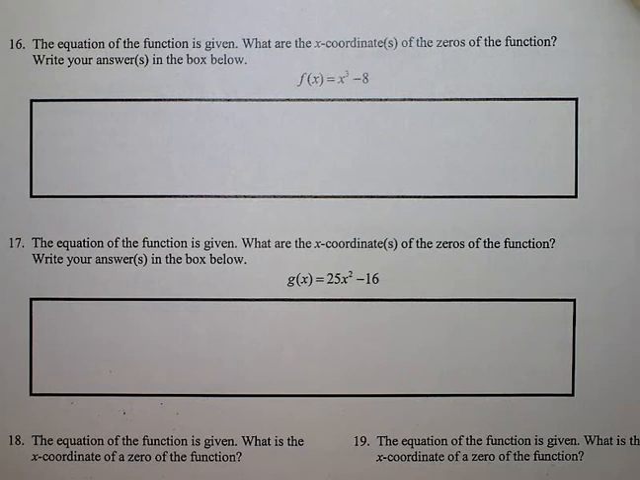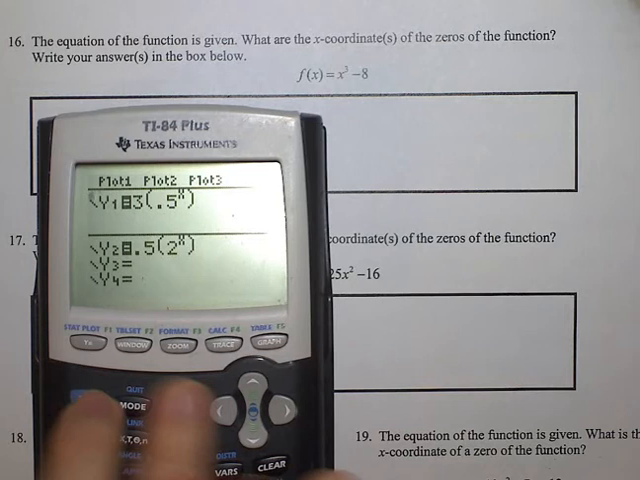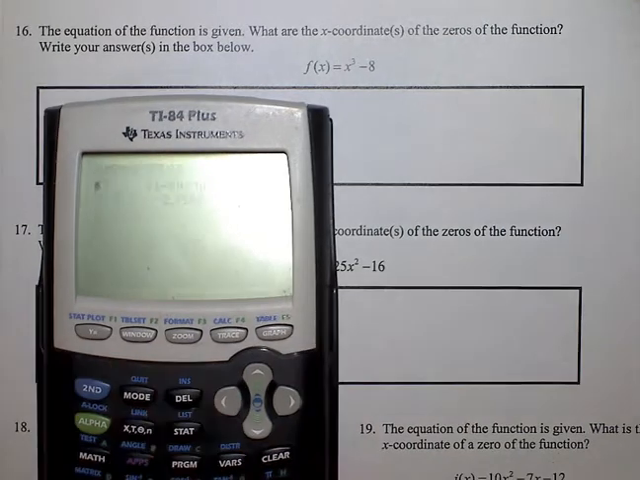Okay, so the equation of the function is given. What are the x-coordinates or coordinates of the zeros of the function? Well, we have a couple different ways we can do that. Here's the first way. Let's make life easy. Grab your graphing calculator, do second plus 712, go up to y equals, and let's plug it in.